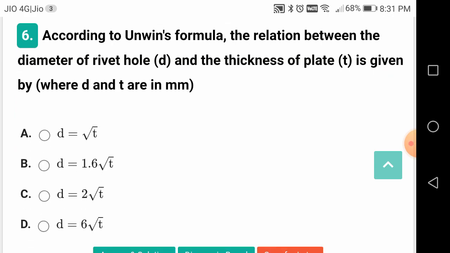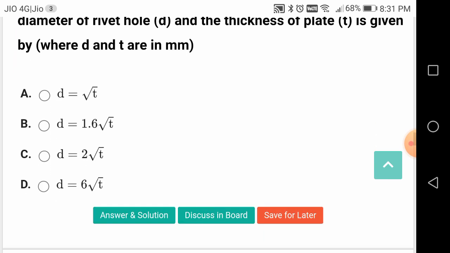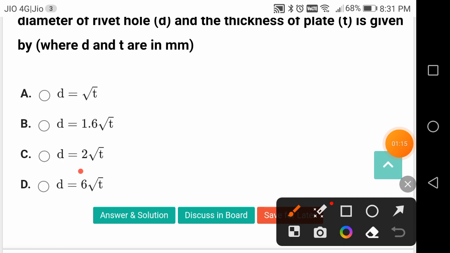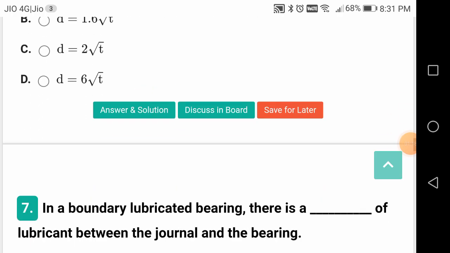According to Unwin's formula, the relation between the diameter of the rivet hole D and the thickness of the plate T is given by D is equal to 6 root T. D is the diameter of the rivet and T is the thickness of the plate.